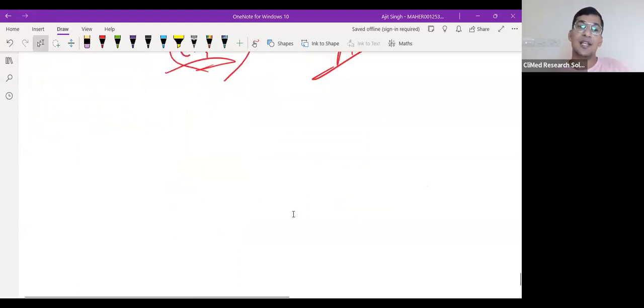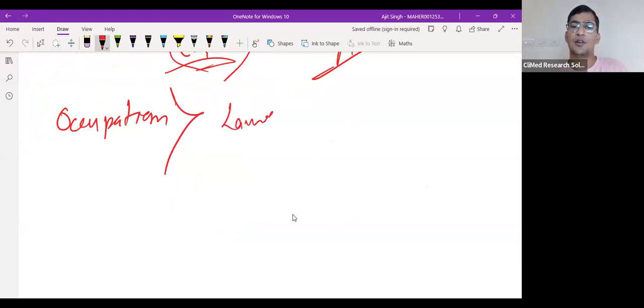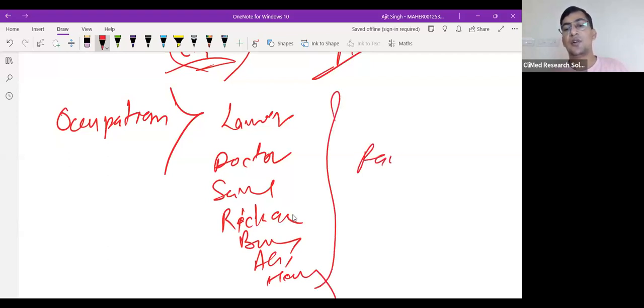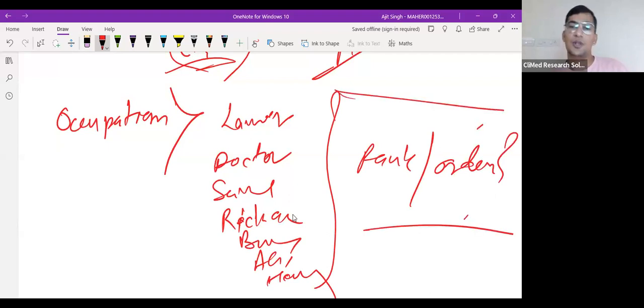And then the next thing from our data itself is occupation. Someone is a lawyer, someone is a doctor, someone is a scientist, someone is a rickshaw wala, someone is a bus driver, someone is an agriculturist, someone is a housewife. Is there any rank or order? Who is higher, who is lower? Is there any rank in the occupation? Tell me, in the occupation, any rank?